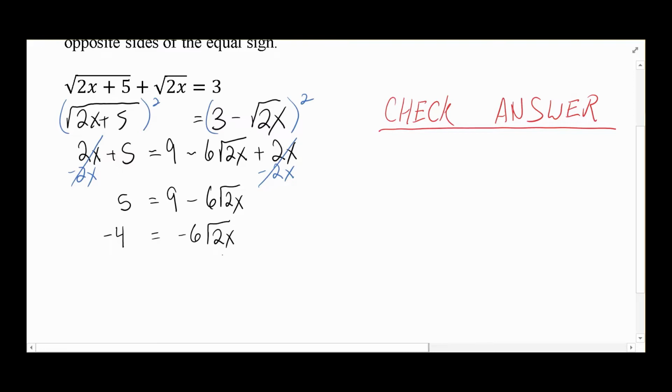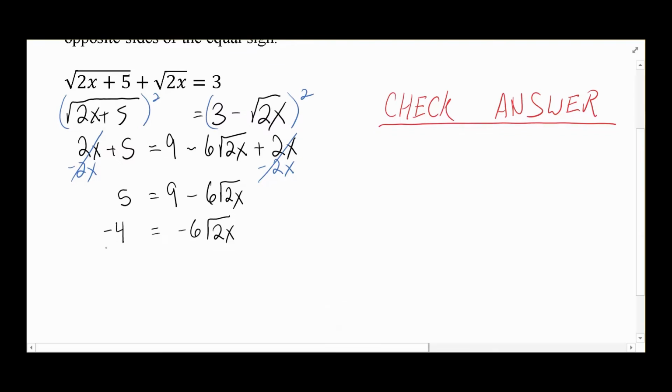Now I could go ahead and divide both sides by negative 6 before I square both sides, but that's going to introduce a fraction in my problem. I don't know if I want to do that. Now I do notice that both sides are even, so maybe in this case what I'm going to do is divide by negative 2.